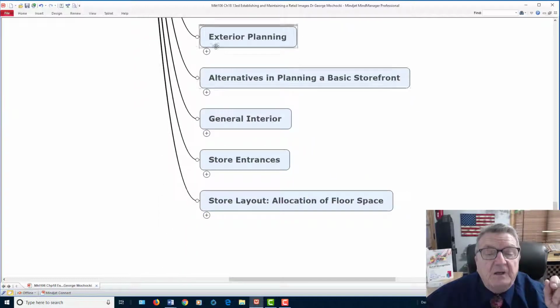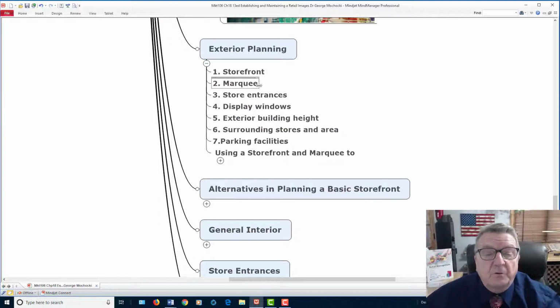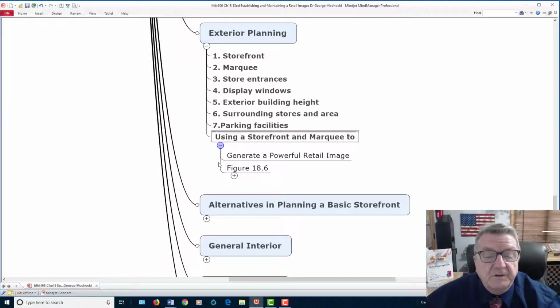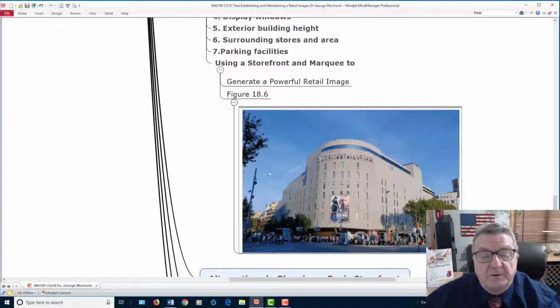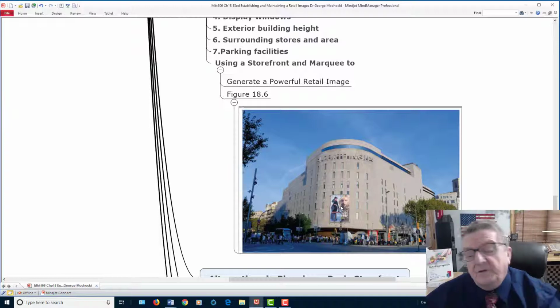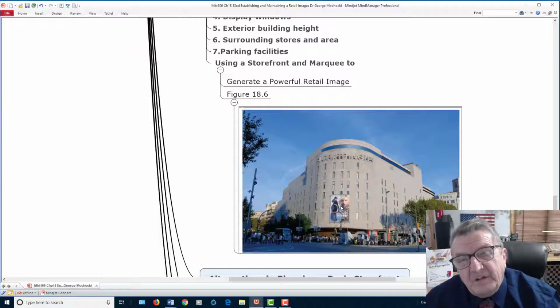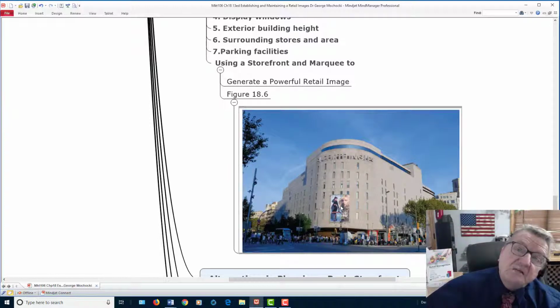Okay, exterior planning, and here it is: the storefront, the marquee, entrances, display windows, using the storefront. And here's just an example. You know what I mean? Here's the big marquee, and this already tells me that it's got some kind of high end. It's got a big marquee. It catches your eye.